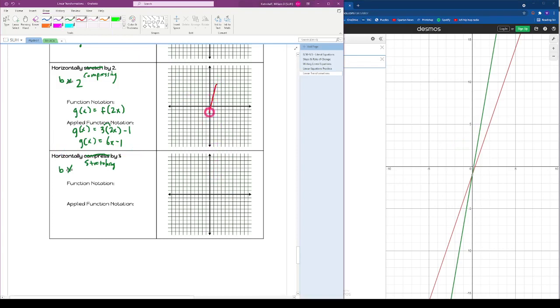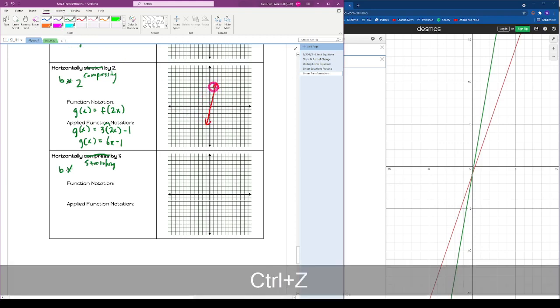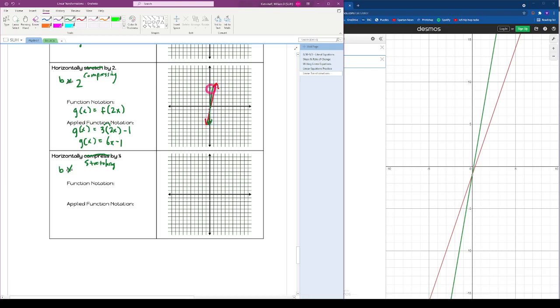This one is a bit shallower, and the green one is a bit, that's terrible. That one is a bit steeper. Okay, so that's our horizontal compression, which is equivalent to or similar to an idea, a vertical stretch. So when we did a vertical stretch, we got steeper. When we do a horizontal compression, we get steeper.